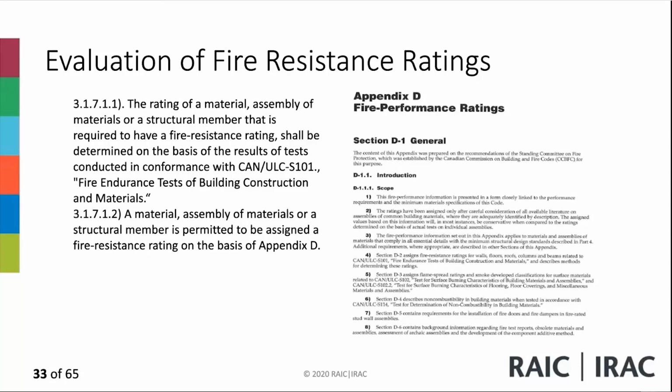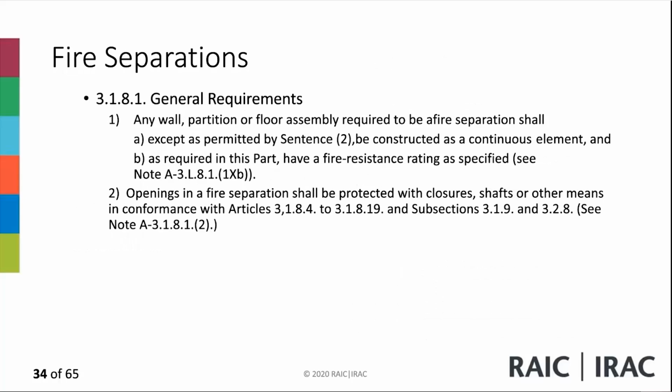In sentence 3.1.7.1(1), the rating of a material, assembly or structural member that's required to have a fire resistance rating shall be determined on the basis of tests conducted in conformance with CAN/ULC S101. A material, assembly of materials or a structural member is permitted to be assigned a fire resistance rating on the basis of Appendix D. So we already went through that. We looked at the definition of fire separation, and 3.1.8.1 gives us general requirements. So not only do we have the appendix notes, we have the general requirements on fire separation performance.